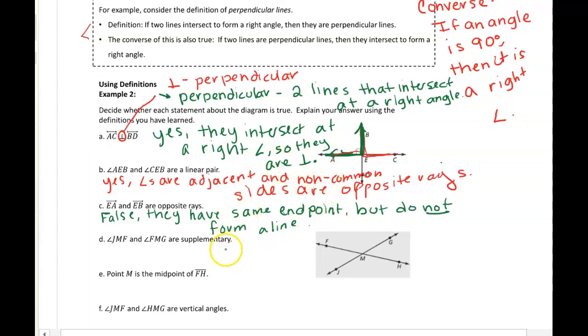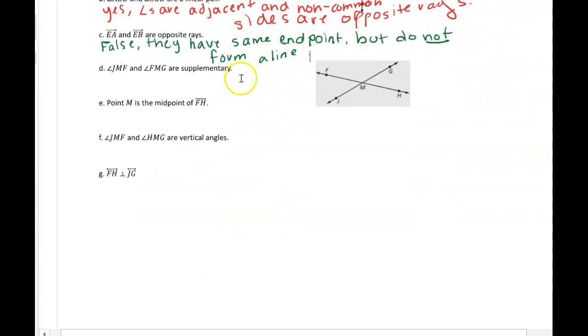All right, I'm going to pause this video, and I want you to do D, E, F, and G on your own, but this time use this other diagram. Go ahead, pause this video, try to work through those, and then when you're done, come back to it and we'll go over it.